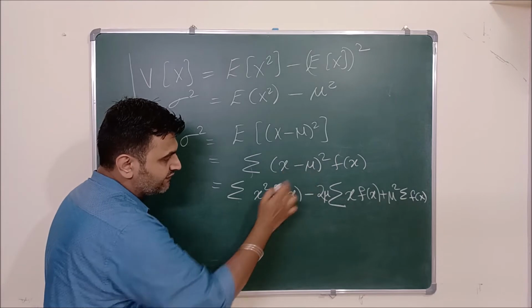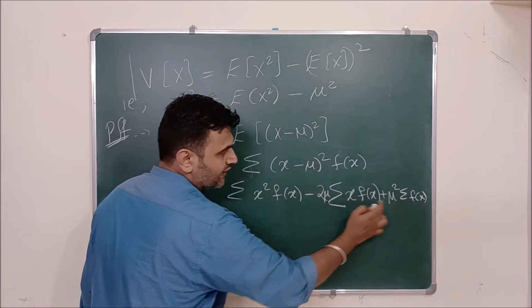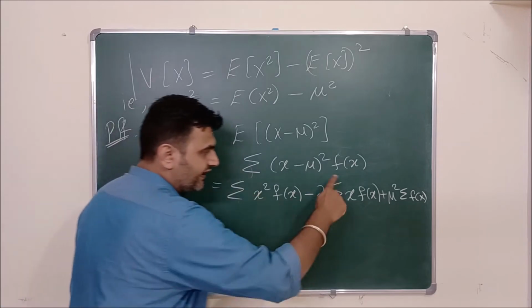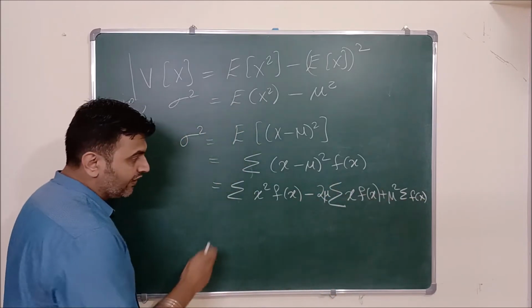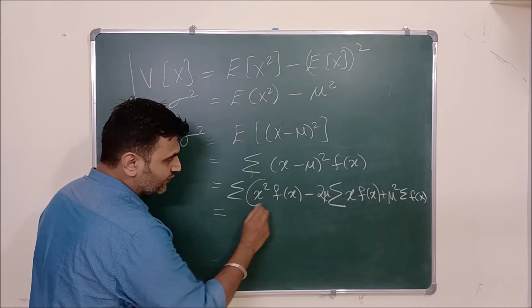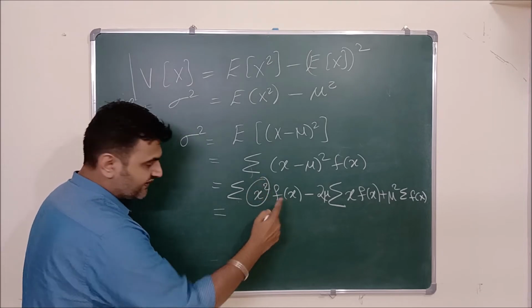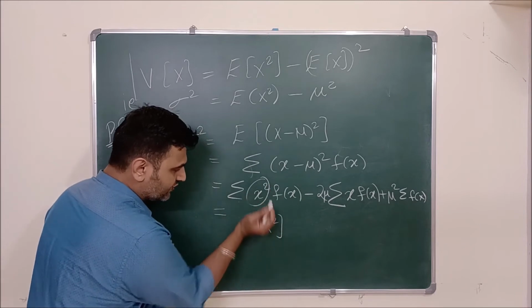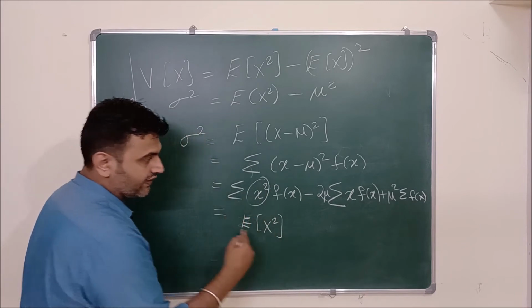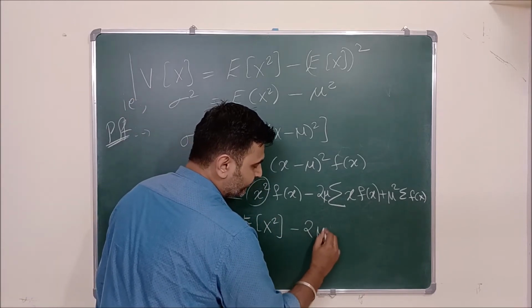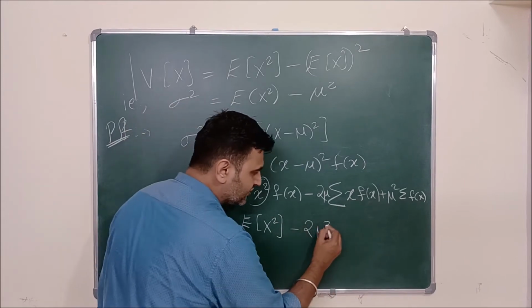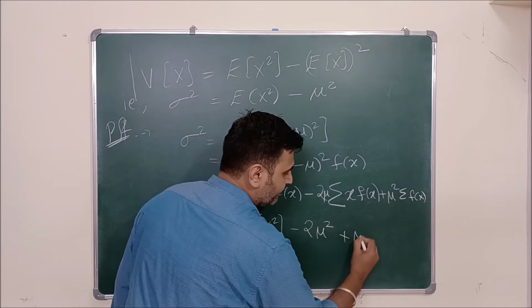Now you expand this, which is x square minus 2 mu x plus mu square. Take summation inside. For continuous case, take integration and dx inside. What is this? This is x square into probability distribution of x, which is expectation of x square. Okay, so this is expectation of x square minus 2 mu. What is summation x f of x? It is expectation of x, which is mu. So minus 2 mu square plus mu square.